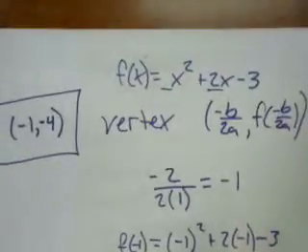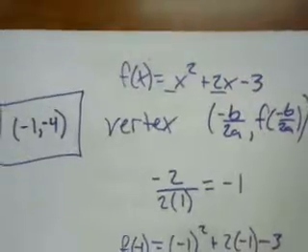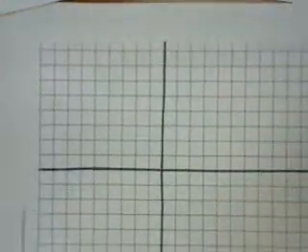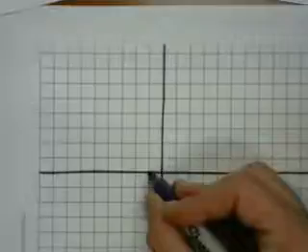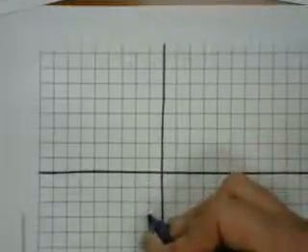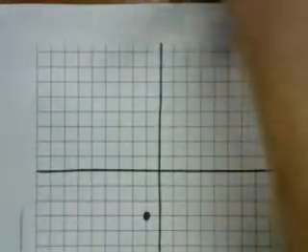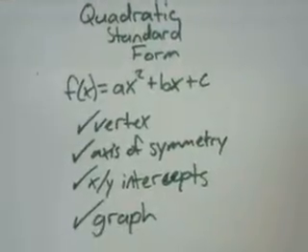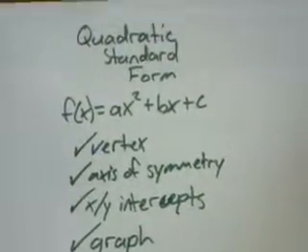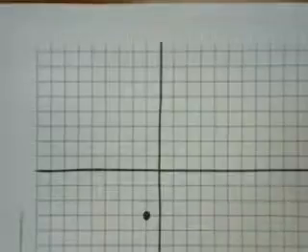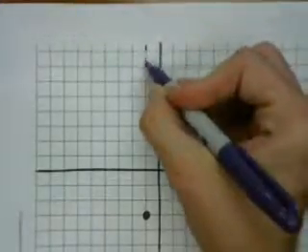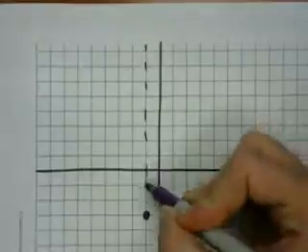So let's go ahead and place that on our graph. We have a negative 1, negative 4, so we go left 1 and we go down 4. That's our vertex. Now, from where we looked at the beginning, we need to find that axis of symmetry. If that's our vertex, our axis of symmetry has to go vertically through it, just like this.